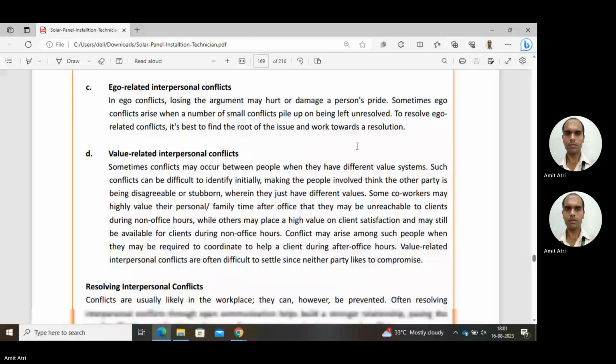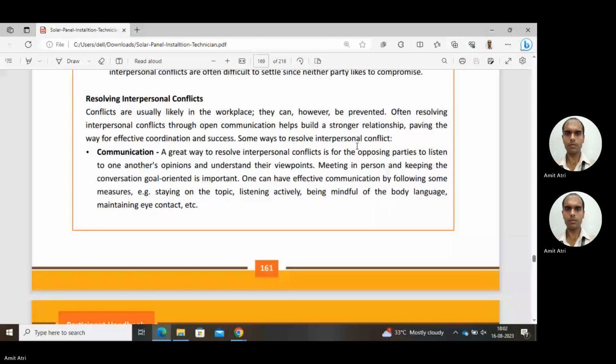It means if we want to resolve any type of interpersonal conflict, we have to be able to communicate openly. Communication is used to resolve conflict. A great way to resolve interpersonal conflict is for the opposing parties to listen to each other. They should listen to everyone's opinion and viewpoints. Meeting in person and keeping the conversation goal oriented is important.